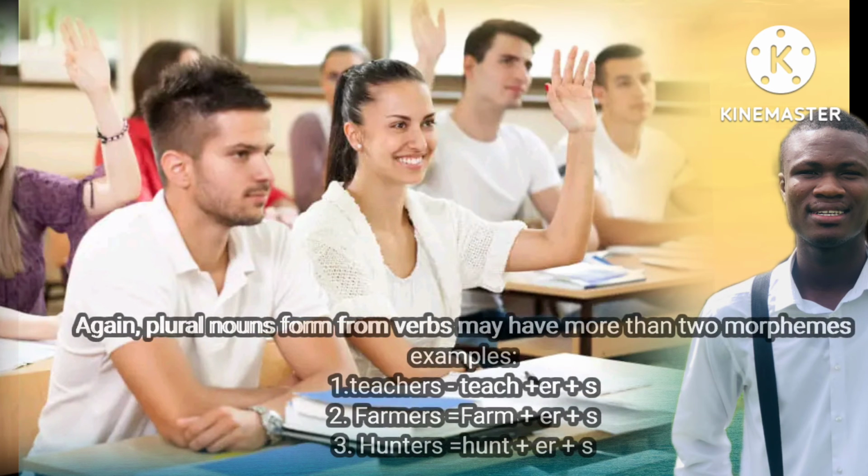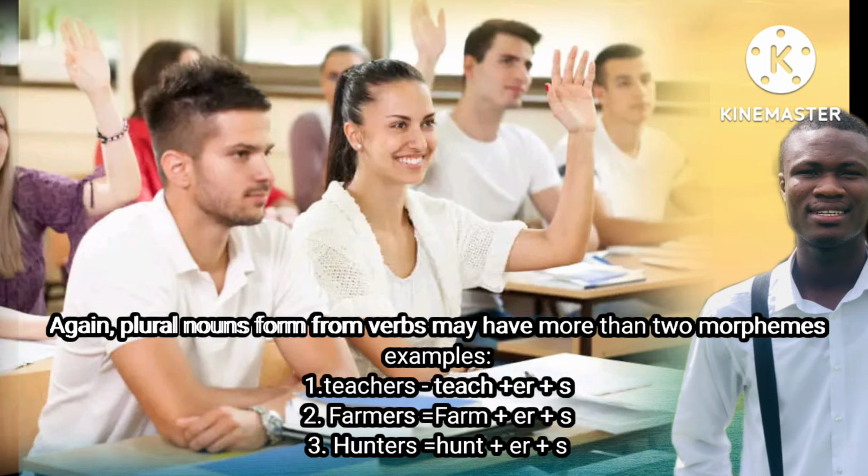And again, plural nouns formed from verbs may have more than two morphemes. For example, teachers, which has three morphemes, and farmers, which also has three morphemes. And when we take hunters, it also has three morphemes.